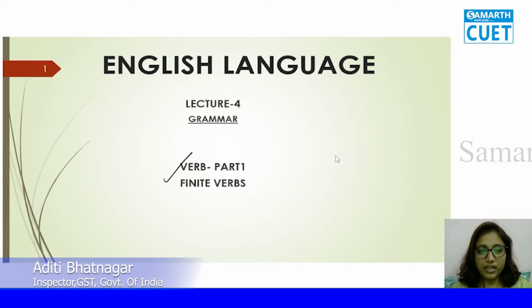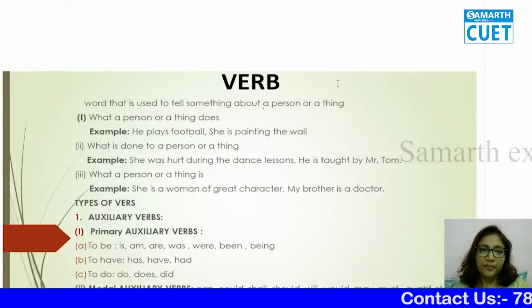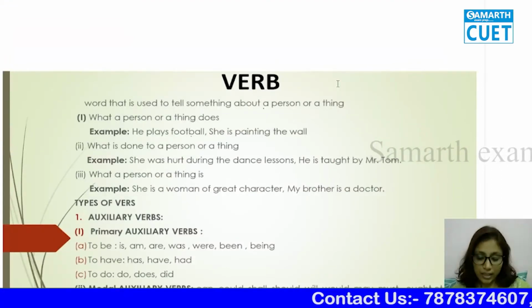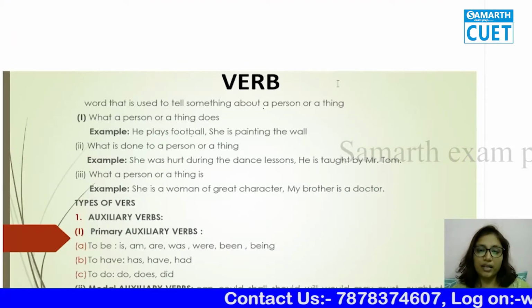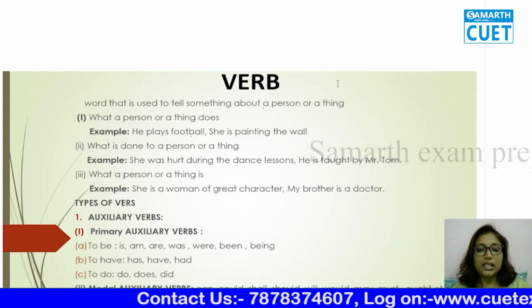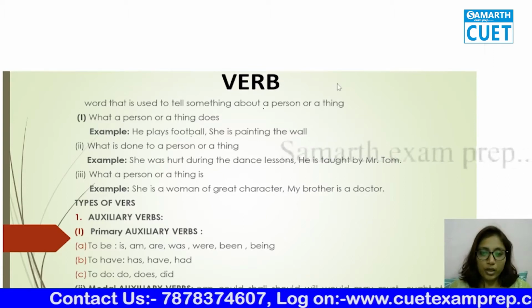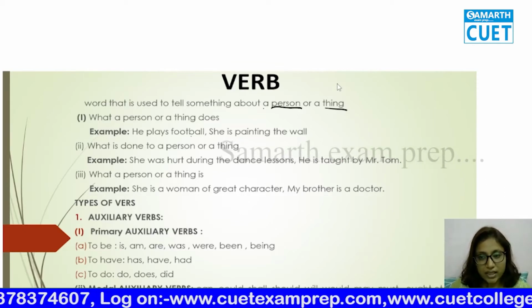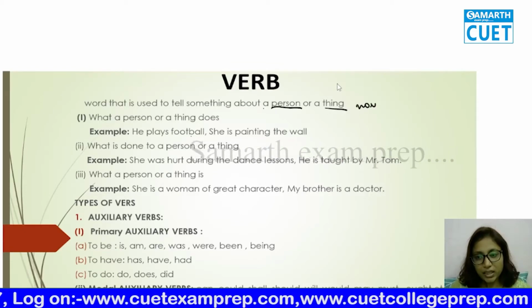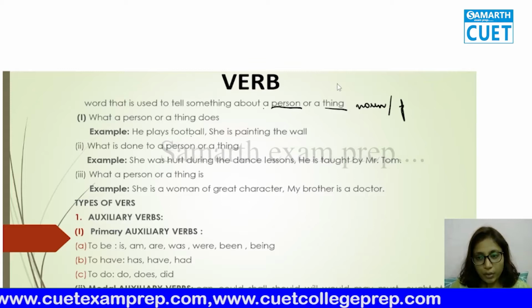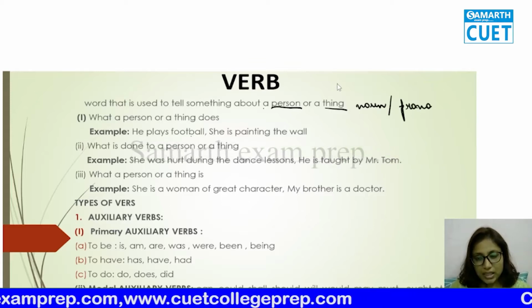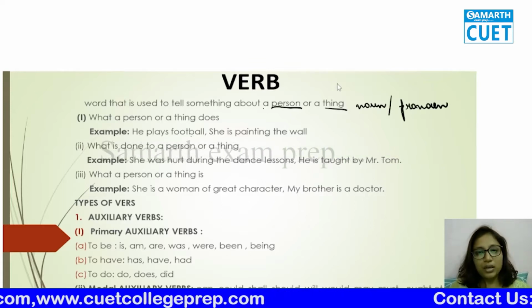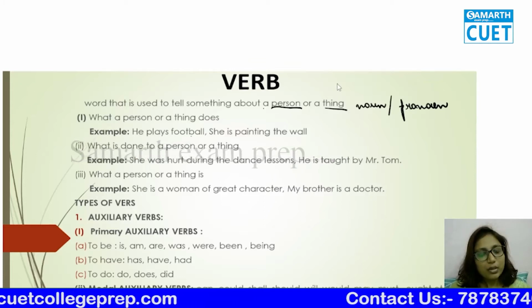Today we are going to study verb. So verb क्या है? What is verb? Verb वो words हैं जो किसी इंसान या किसी चीज के बारे में बताएं. That means they just tell something about a person or a thing. Now this person or thing is nothing but either noun or pronoun. That means they tell us about noun and pronoun. But what do they exactly tell us about noun and pronoun?